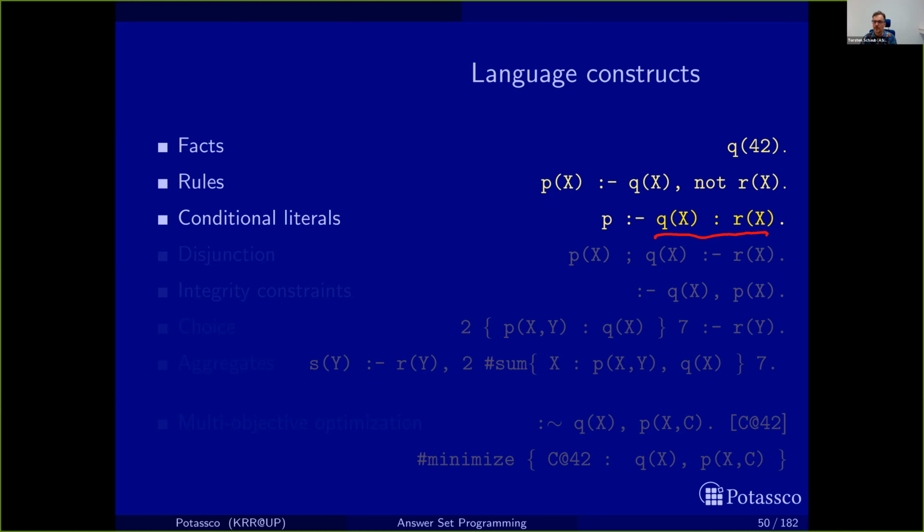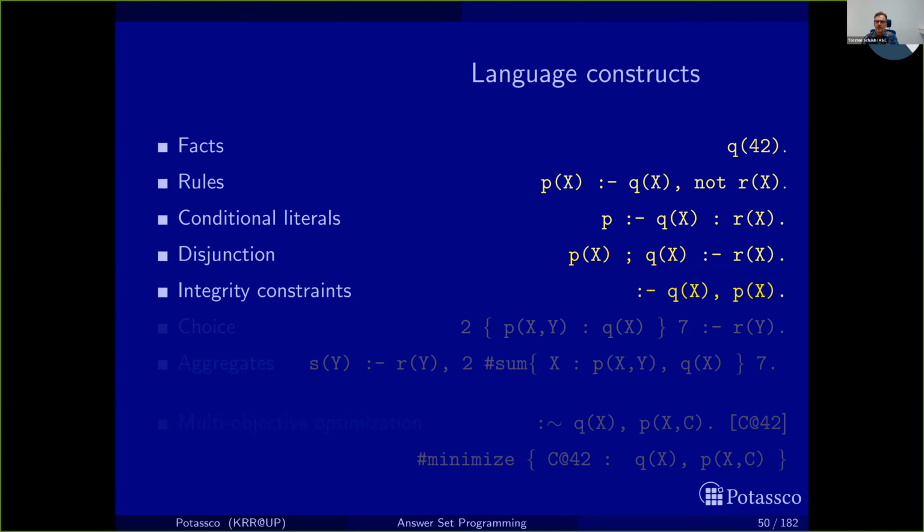Very useful in modeling. Okay, the other thing is disjunction in the head, right? This is just to mention, because I won't really do any problems with this. Disjunction is actually a connective that adds complexity. It gets you from the first to the second level.